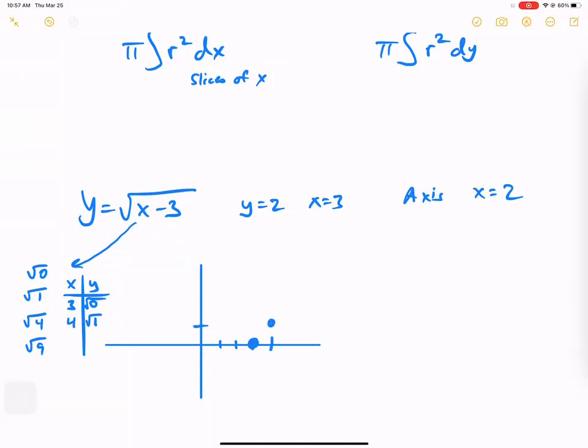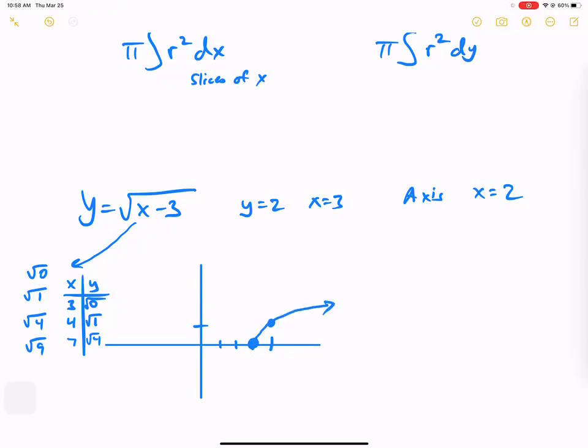I don't know, if I plug in x is 5, 5 minus 3 is 2. I don't know what the square root of 2 is. Screw it. Let's find something I do know the square root of. I know the square root of 4. So if this was 7, 7 minus 3 is 4. Hey, square root of 4 is 2. At 7, which I'm not going to draw, we know it's going to be way over here. That is your graph.